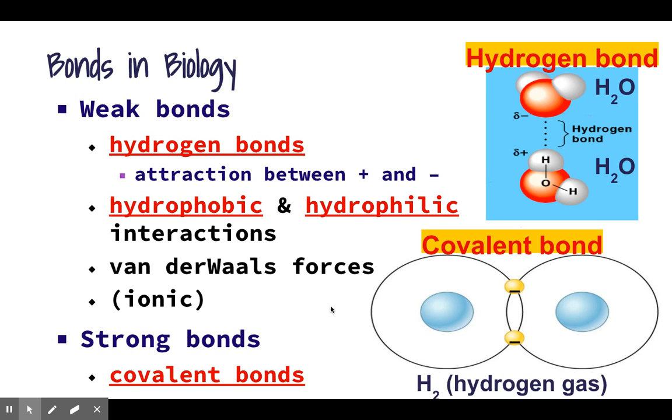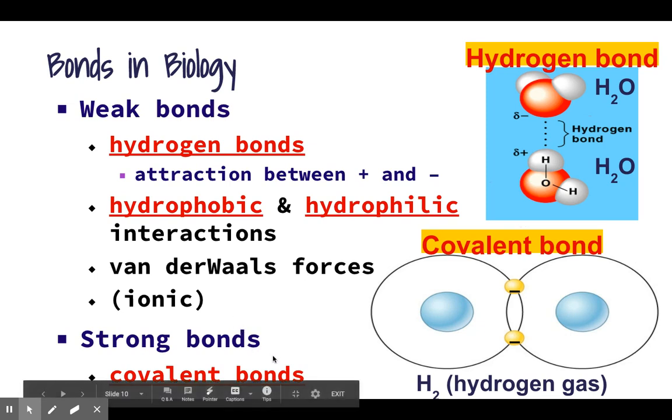The first bonds that we're going to talk about are hydrogen bonds. Hydrogen bonds, as we see in the name, are a bond between hydrogen atoms. It's a bond between a positive and a negative end. They form what are called hydrophobic and hydrophilic interactions. We also have van der Waals forces, ionic bonds, and then our strong bonds, which include our covalent bonding.